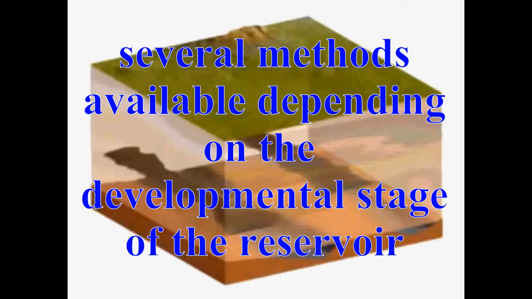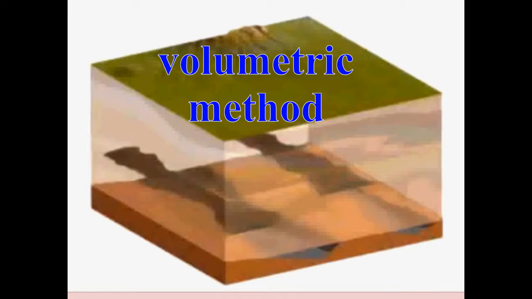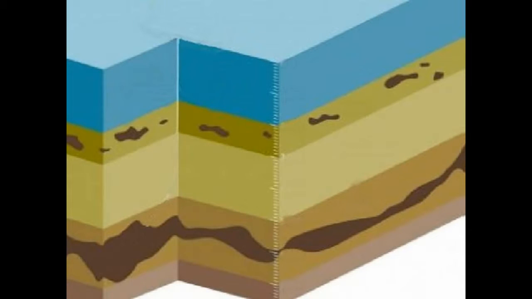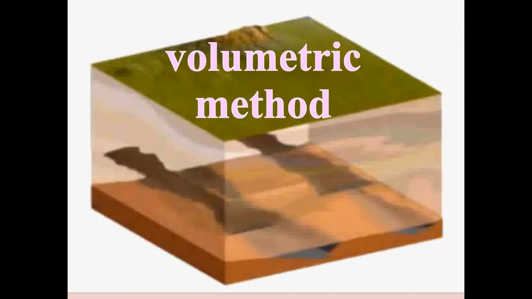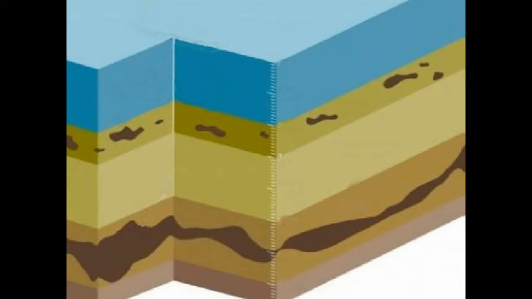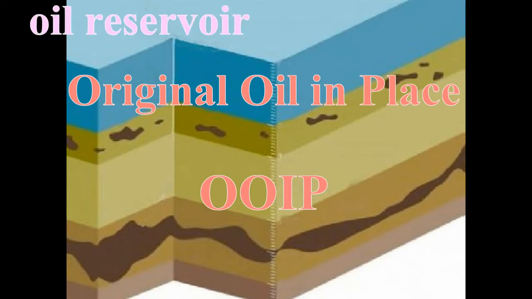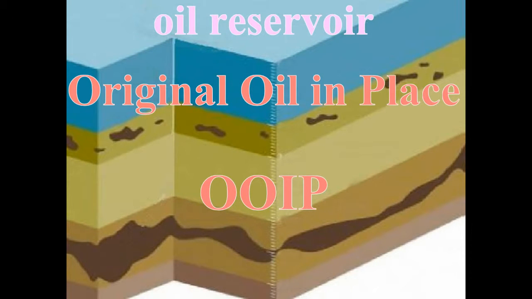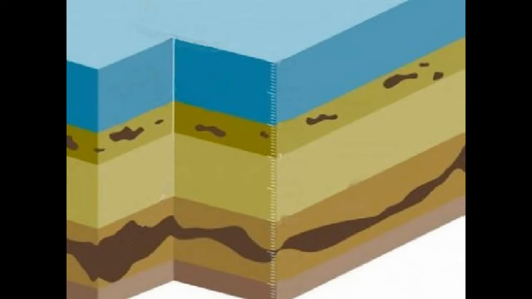First, let's look at what is called the volumetric method. It is used in the early days of a field's development when only rough estimates of the dimensions of the reservoir are known. Let me illustrate how reservoirs are calculated using the volumetric method. Our objective here is to figure out the original oil in place, OOIP. We do that by obtaining pertinent data that we plug into the following formula.